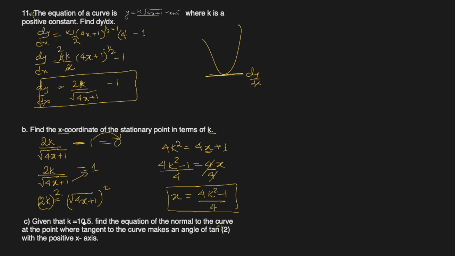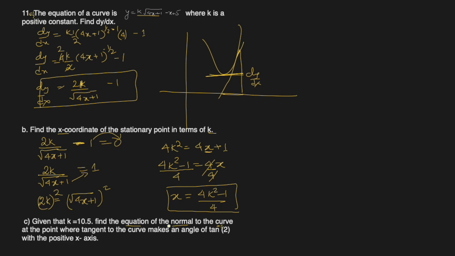Given that k is 10.5, find the equation of the normal to the curve at the point where the tangent to the curve makes an angle of tan inverse 2. Suppose this is the curve and this is the x-axis. With the positive x-axis, it is making an angle of tan inverse 2. That means the tangent is making an angle such that the gradient of that tangent is 2. This is what they mean.